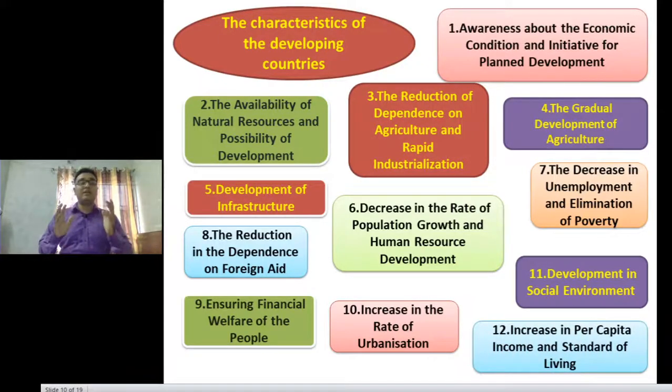Dear students, this is the last characteristic of the developing countries according to your textbook, that is increase in per capita income and standard of living. Basically, in this type of countries, we can see their per capita income is increasing day by day, and their living standard is increasing day by day. So these are the characteristics of the developing countries. So that's all about the characteristics of the developing countries. Dear students, this topic is highly important for a credit question.